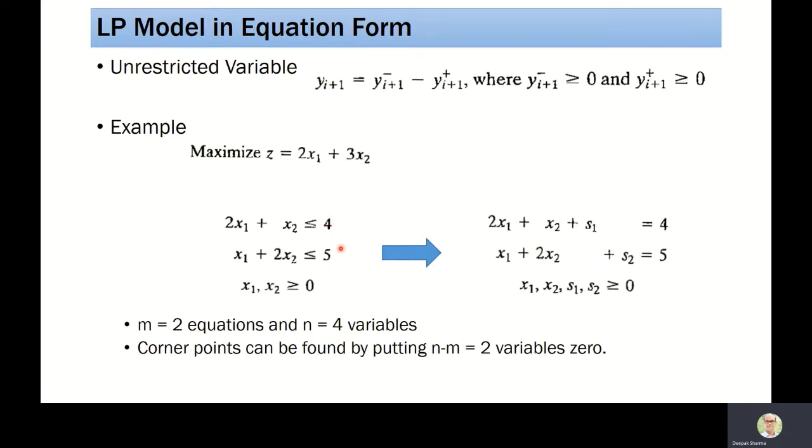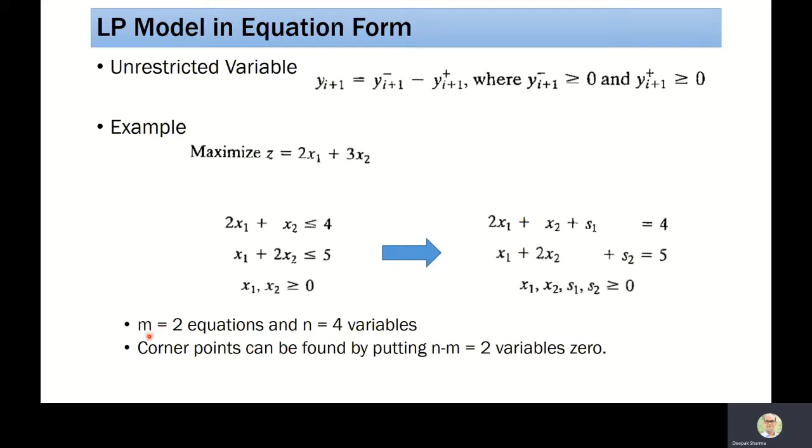Now when we are converting these constraints into the equation form, we can see that earlier we had the number of variables as 2. As you can see, this is our original problem. We have two variables x1 and x2. But as soon as we include the slack variables, the number of variables is increased to 4. So x1, x2, s1, s2, all of them should be greater than or equal to 0. So now we have 4 variables. And how many equations? We have two equations in the constraints.